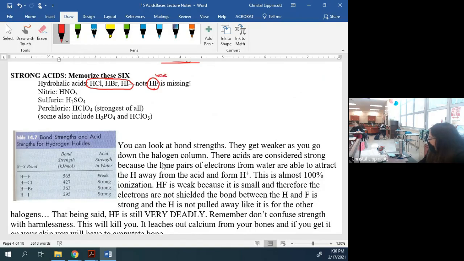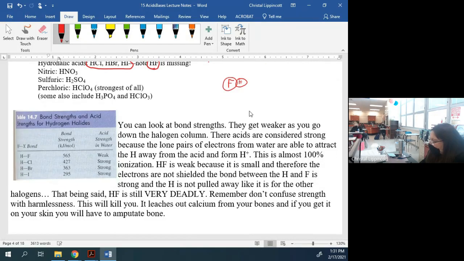Okay, it's considered weak because when that H and that F are together, very few of them fall apart into ions. And that's because the nucleus of this is so tiny and it's close to this hydrogen that those guys end up sticking together more than they pull apart. All right. But like this says, hydrofluoric acid, it's weak because it's small. The electrons aren't shielded. And so because of that, these stick together.